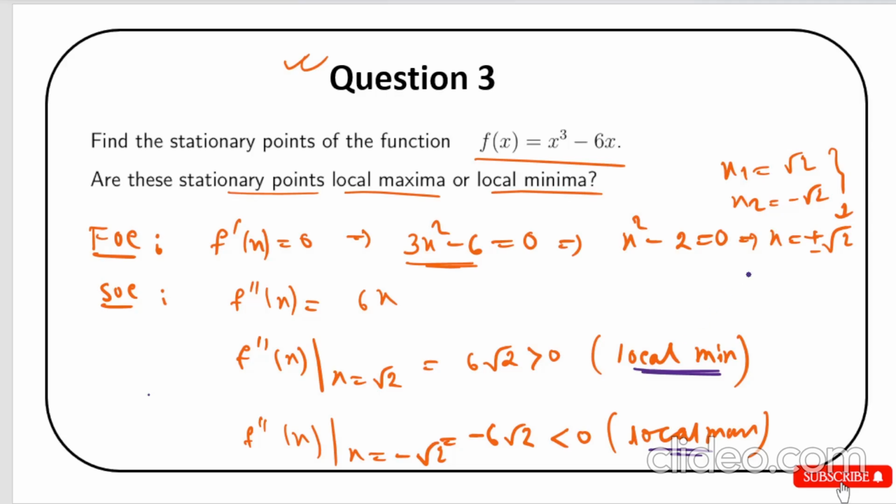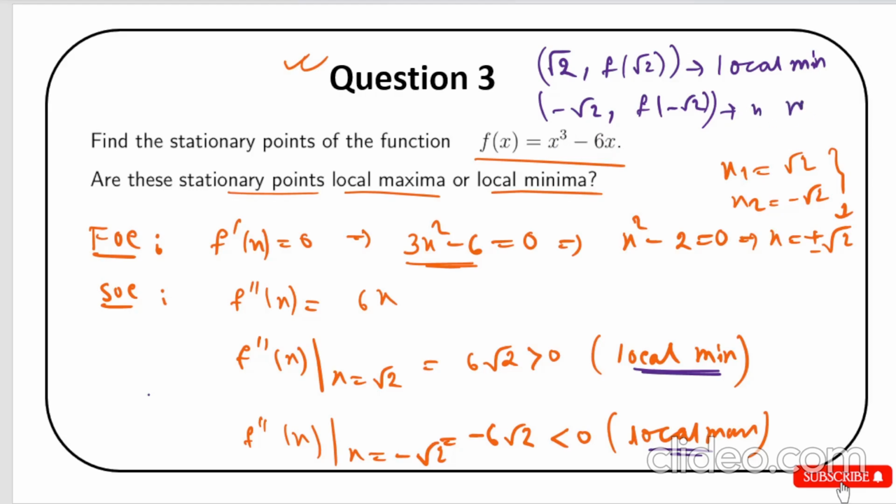Now how to find out the value? Just simply put root 2 here and minus root 2 here. You will get the absolute value of the function. So functional value would be, sorry, it's not 2, it's root 2. So f of root 2 will give you your point as the local minima, and minus root 2 and f of minus root 2, so simply put minus root 2 here and root 2 here. This will give you your local maximum.